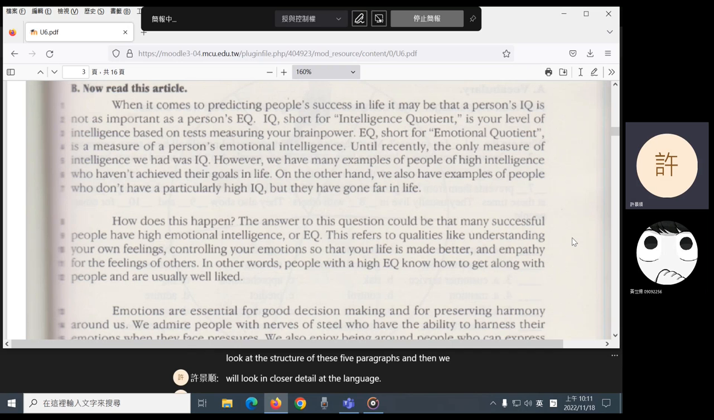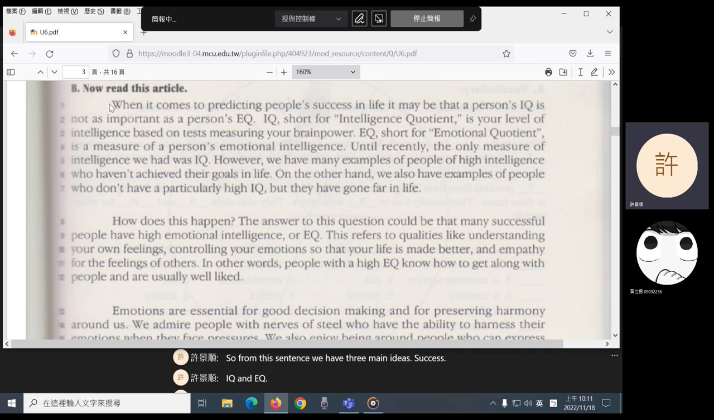Okay, so this reading has five paragraphs. The fastest way to find out the main idea of each paragraph is to read the first sentence. So let's do that. When it comes to predicting people's success in life, it may be that a person's IQ is not as important as a person's EQ. So from this sentence, we have three main ideas: success, IQ, and EQ.